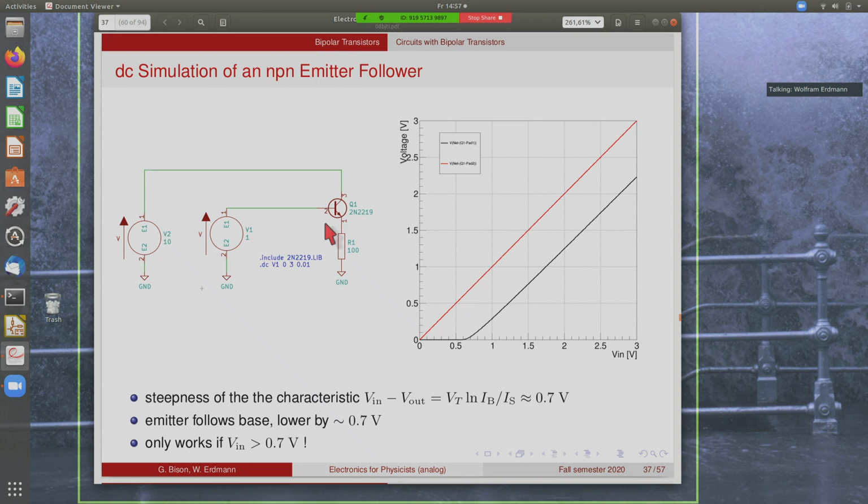If you look at the output voltage now, you can see that nothing happens when the input voltage is less than 0.7 volts or so, because then the base emitter diode is off. There's no current here, so there's also no collector current. Once you reach the 0.7 volts, the transistor starts conducting, and the emitter follows the base. So this will only ever work if your input voltage is larger than these 0.6 or 0.7 volts. If you look very closely, you will also see that the slope is not exactly 1, and we'll come back to that in a minute.